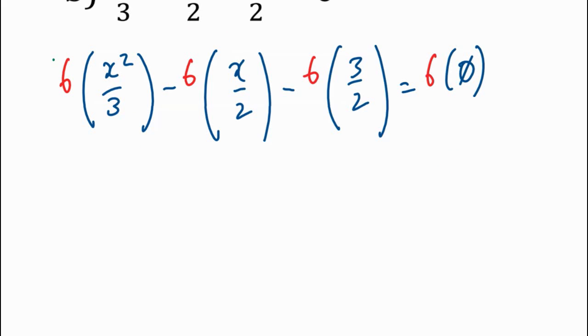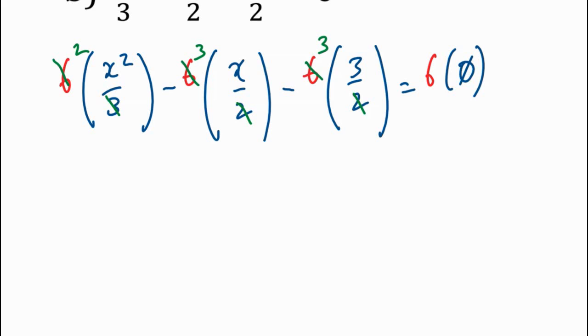Well, this is like 6 divided by 3. 6 divided by 3 is 2. 6 divided by 2 is 3. So for every term that has a denominator, that has a fraction, I'm taking that number that I picked, 6 in this case, and dividing by the bottom of the fraction, right? 6 divided by 3. And it should get rid of all the denominators.